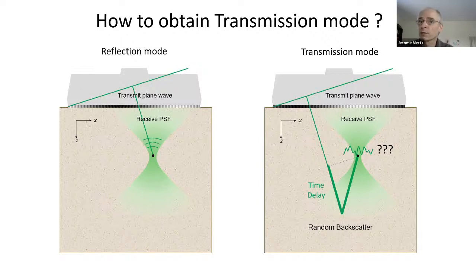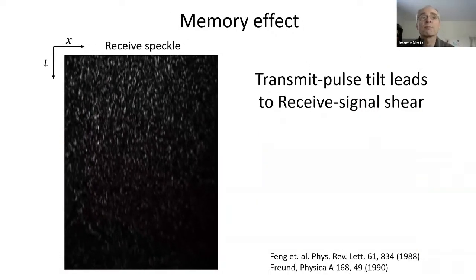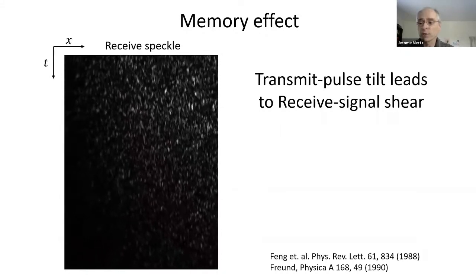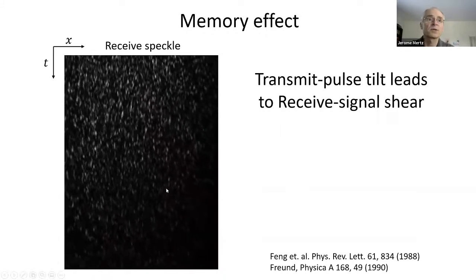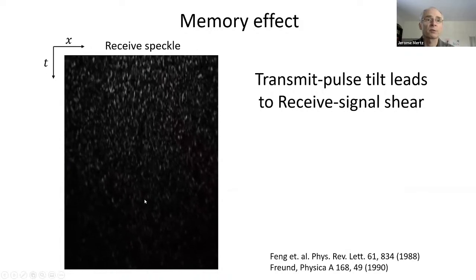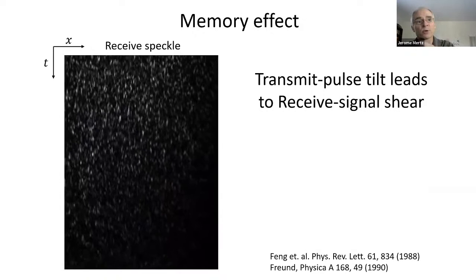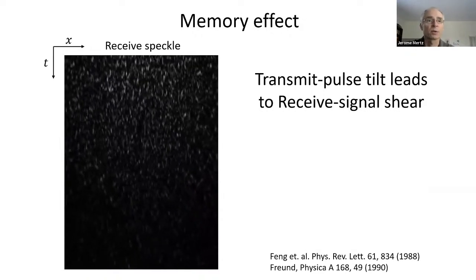And so you might think this is a problem to generate a phase image from this, but no, it isn't, because we're gonna use the trick that we learned from optical DIC. And to understand how we do that, you have to understand this effect called the memory effect, which is also quite remarkable. And here what I'm showing you is the received sound, the echoes that you get back when you send a series of plane waves with various tilt angles into your sample.